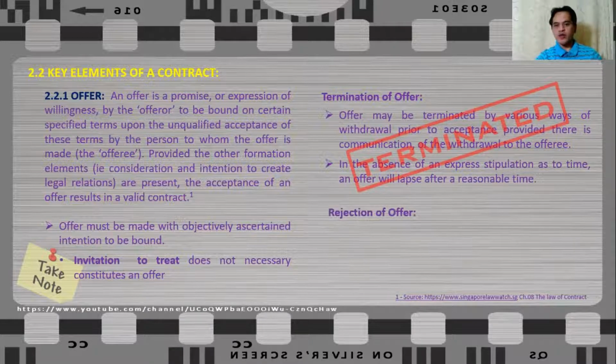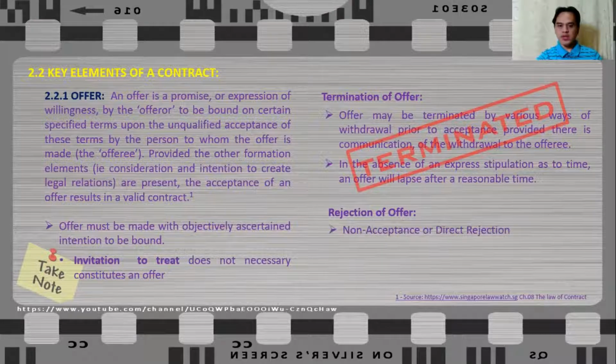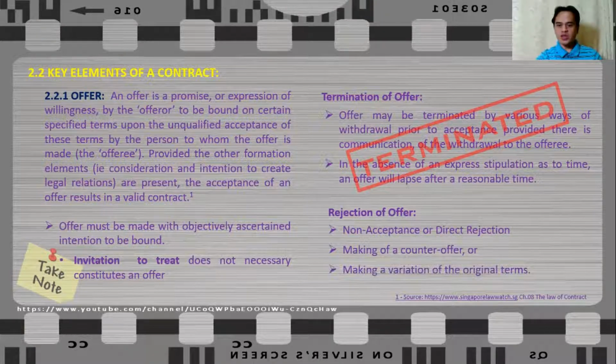Now, an offer can also be rejected in various ways. One of them is the direct rejection or the non-acceptance of the offer, or making a counteroffer. Making a counteroffer kills the original offer, as does making a variation to the original terms. So these actions may be considered as rejection of the offer.